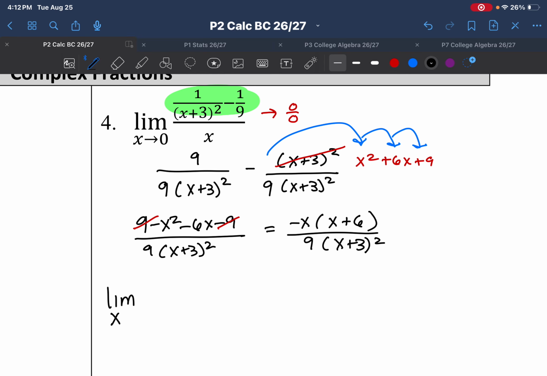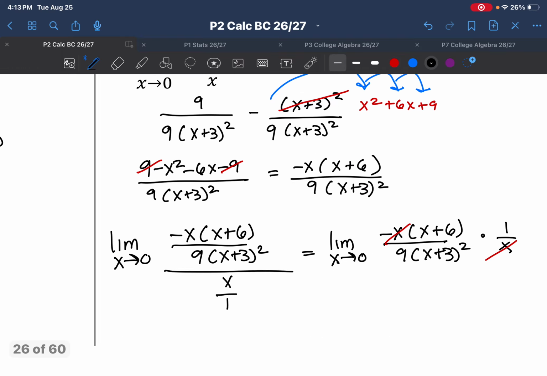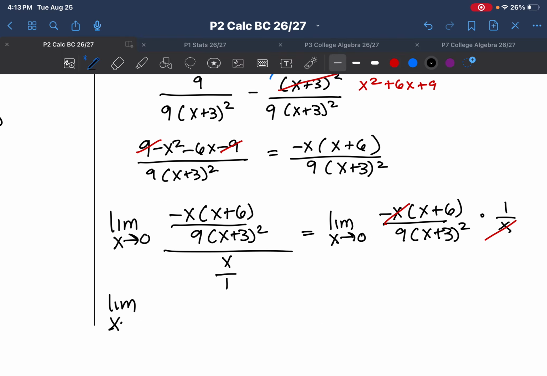So I have the limit as x approaches 0 of negative x times x plus 6 over 9 times x plus 3 squared over x, turn it into a fraction, so over 1. That's the same as saying the limit as x approaches 0 of negative x times x plus 6 over 9 times x plus 3 squared times the reciprocal, so 1 over x. The x's cancel, and I have the limit as x approaches 0 of x plus 6 over 9 times x plus 3 squared.